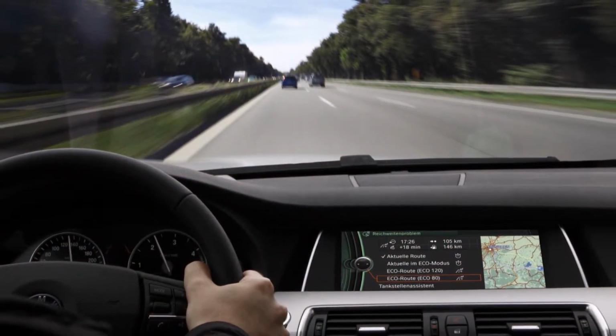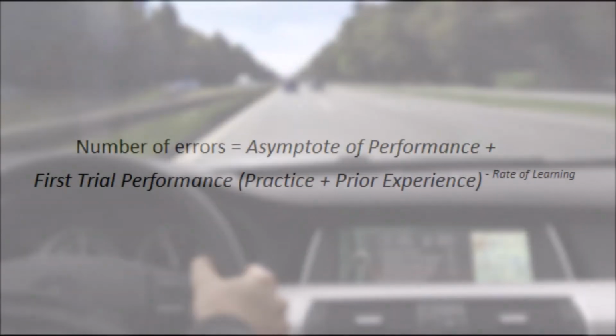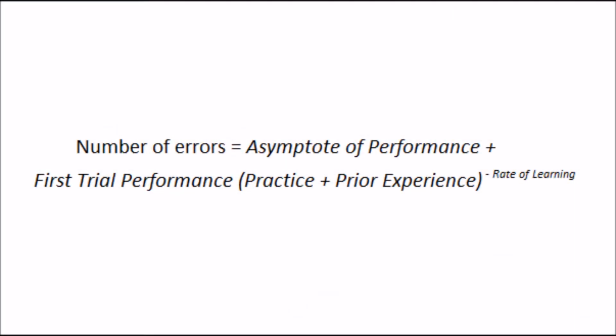Hearing allows us to recognize cars honking or an ambulance siren. According to an in-depth study led by John Groger at the University of Surrey, the process and speed of learning to drive involves a number of variables related in a power function. This function estimates the number of errors according to the asymptote of your performance curve, your first trial performance, amount of practice, prior experience, and your general rate of learning.